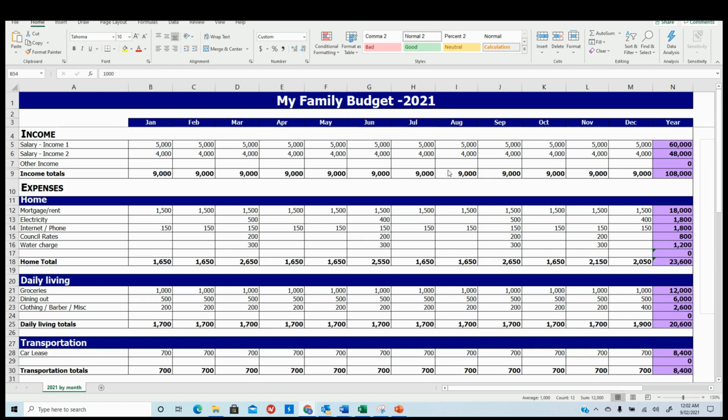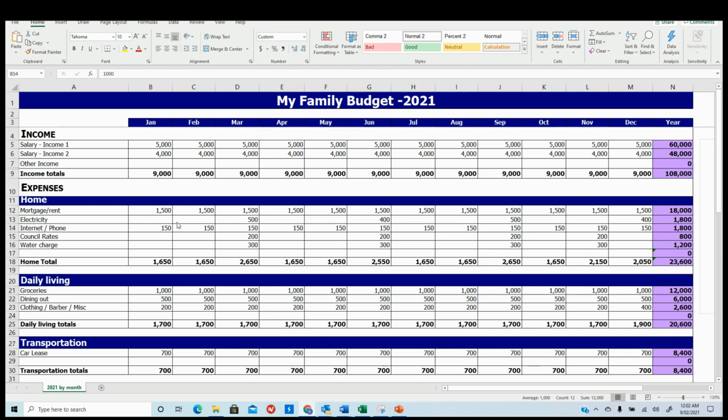So the first section of the budget is income. This is where the income for the family is entered. In this example, we've got two incomes. One income is $5,000 a month, and the second income is $4,000 a month. So this particular family has got a monthly income of $9,000.